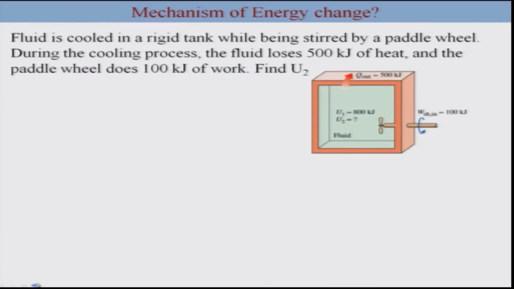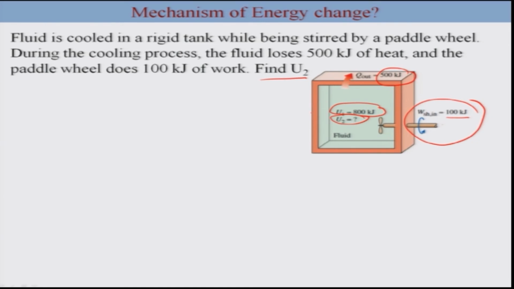So let's take an example and then we will end this lecture. This is an example of a fluid which is cooled in a rigid tank while being stirred by a paddle. So the paddle wheel is here, okay, and the shaft work done is 100 kilojoules. Fluid loses 500 kilojoules of heat, and initially the internal energy of the system was 800 kilojoules. So we have to find the final internal energy.